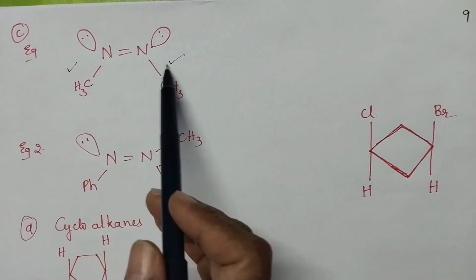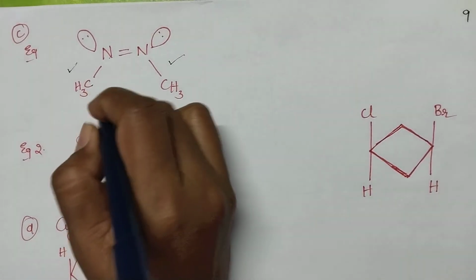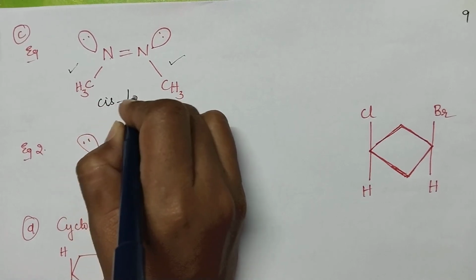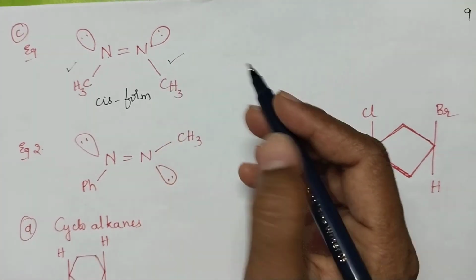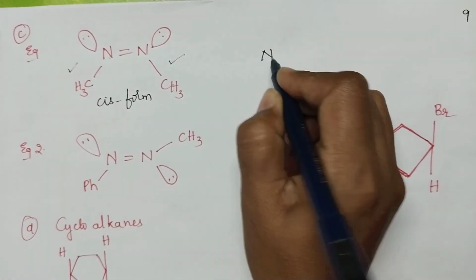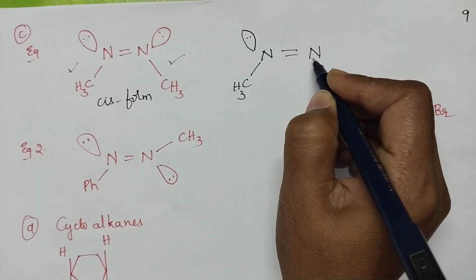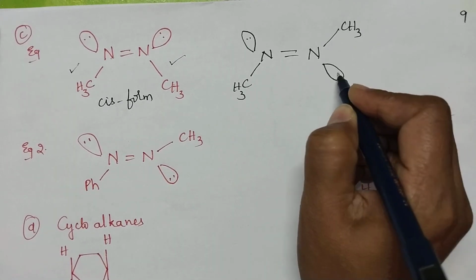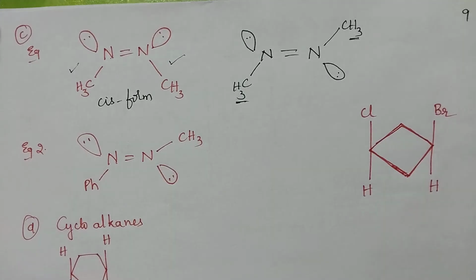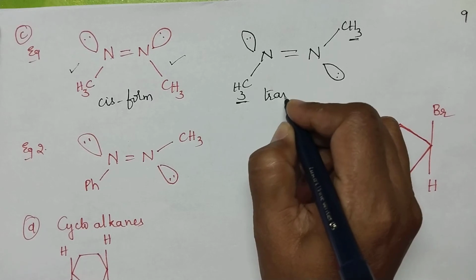Can you examine what is the nature of this isomer? Similar groups are present on the same side and hence it can be called as cis form. Can you write the trans form? You just rotate around the second nitrogen. No change in the position of the first nitrogen, and you just rotate around the second nitrogen atom. Then the methyl group is present here and the lone pair of electrons is present here. So similar groups are present on the opposite side of the double bond and hence it is called as the trans form.